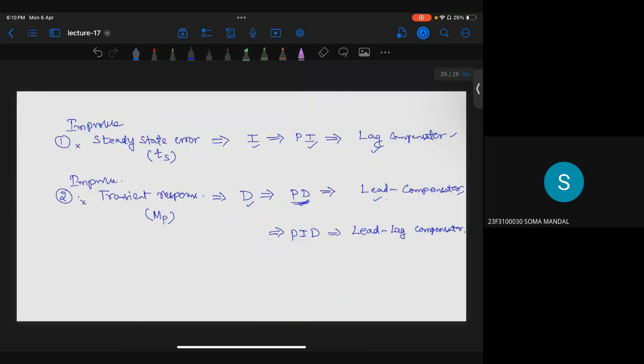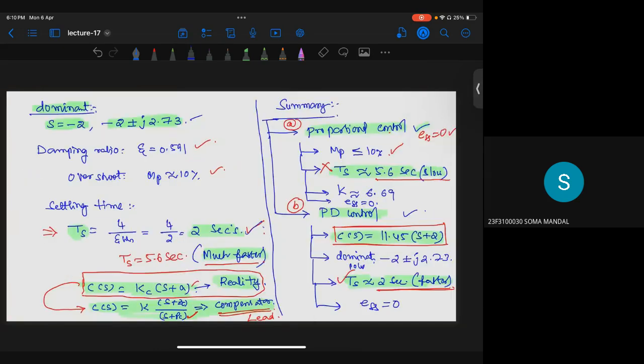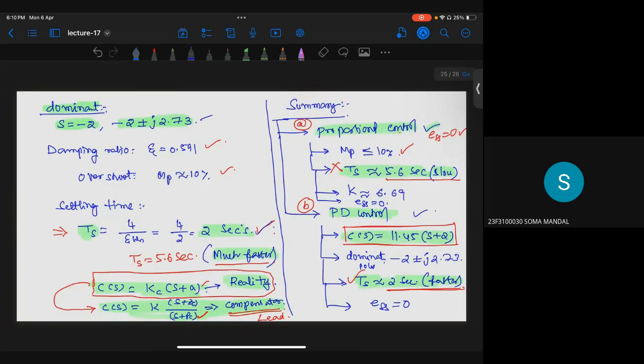Okay, so the basic necessity here is to use the root locus. Once you are adding the poles or once you are adding the zeros, you have to observe how the root locus is shifting right or left. Okay, is this clear? Any queries?